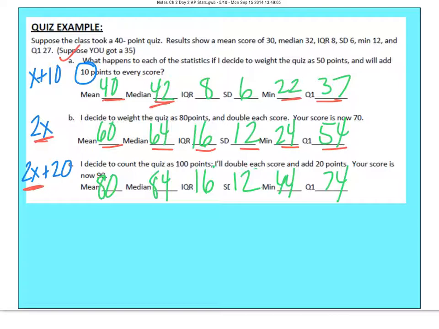The mean and the median, we do add the 20 to from this current score. IQR and standard deviation are going to stay the same here, but the minimum and the quartile 1 will both be adjusted too.